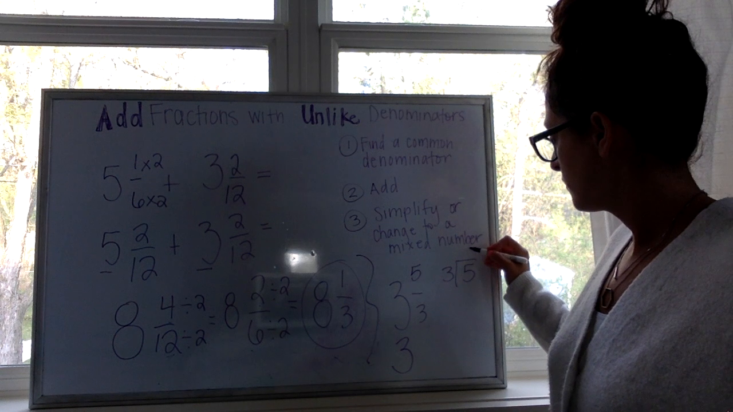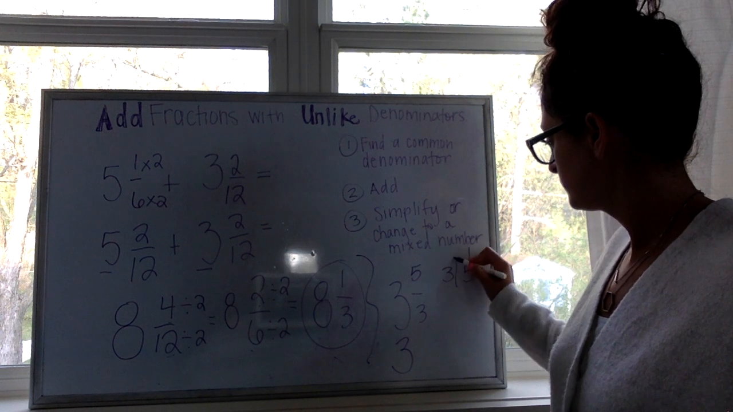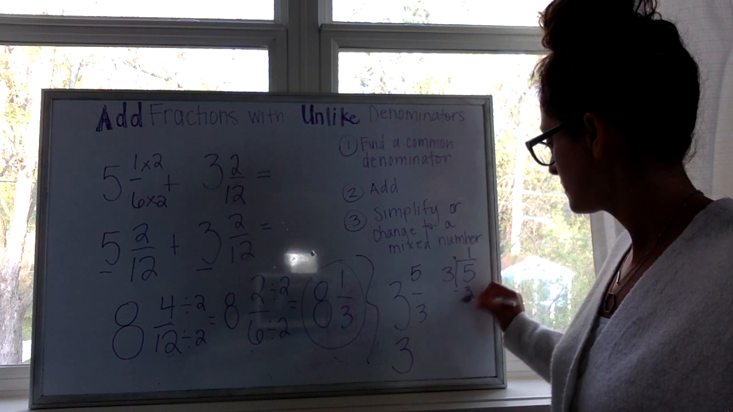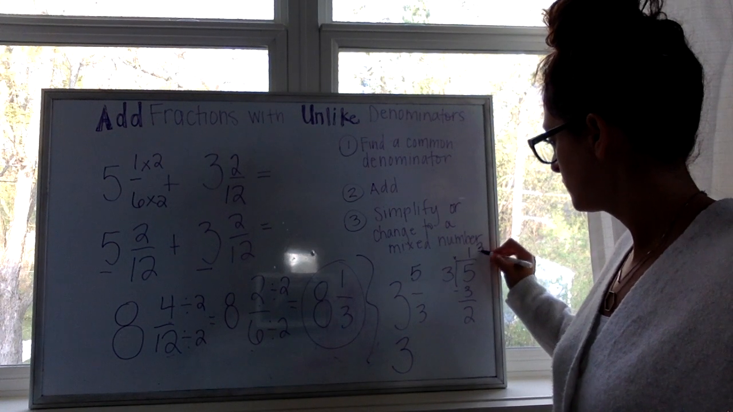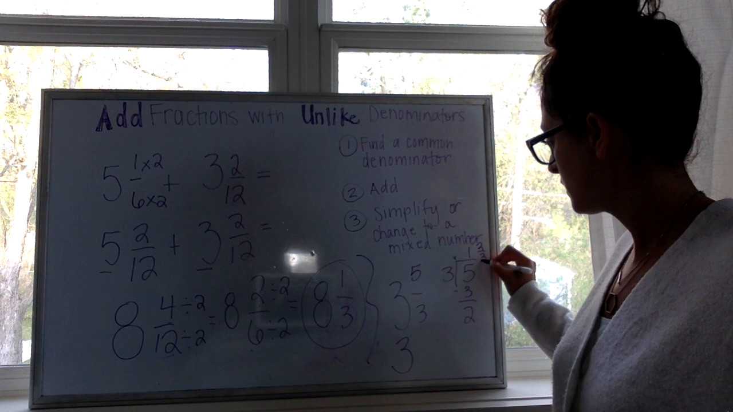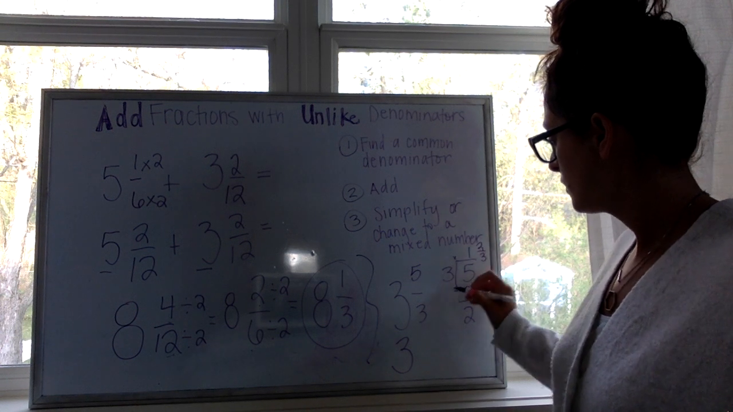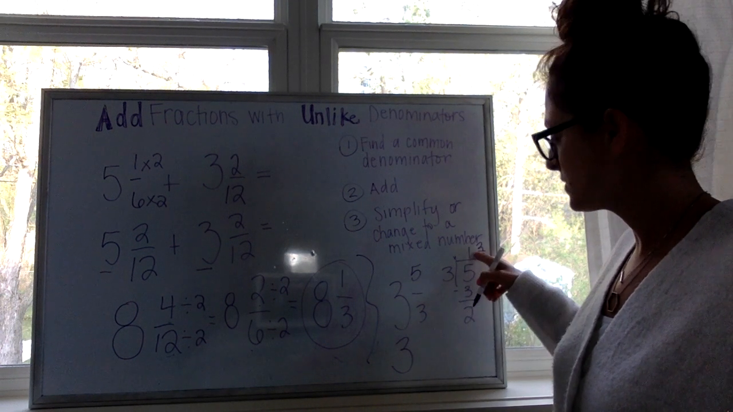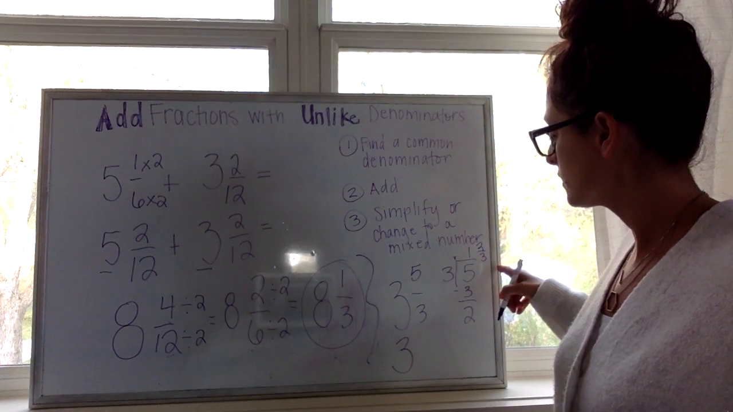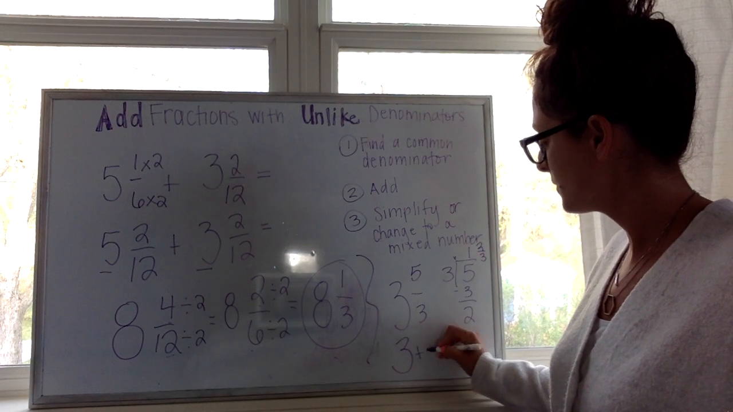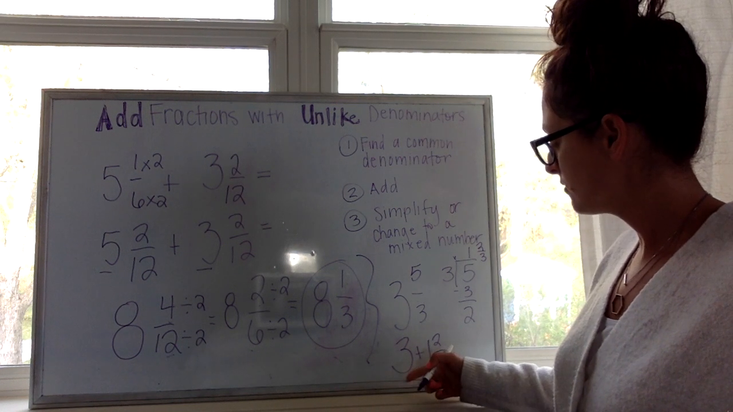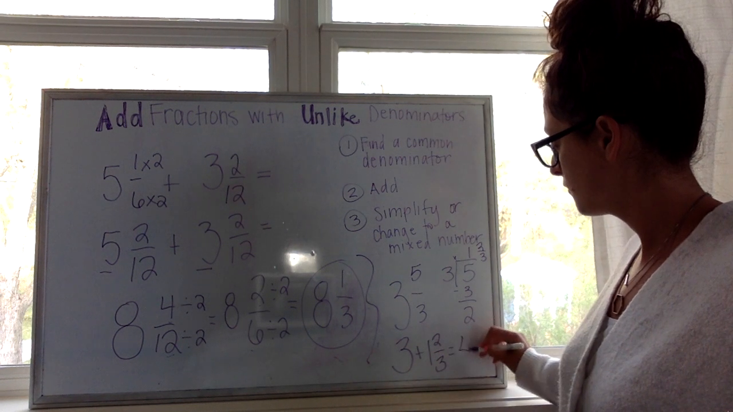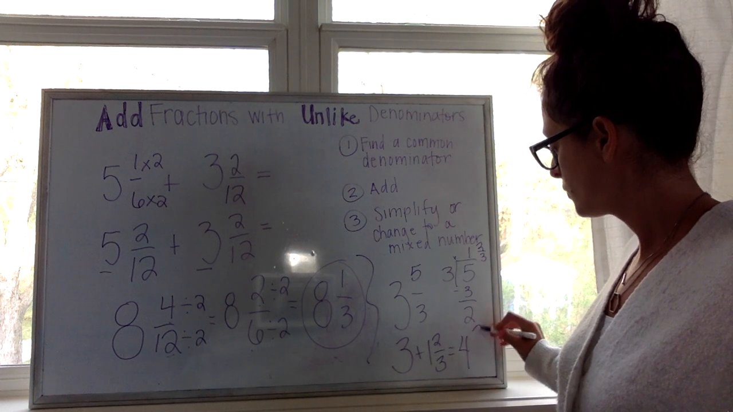So 5 divided by 3. 3 goes into 5 one time. 1 times 3 is 3. That's what I subtract, and I'm left with 2. 2 becomes my numerator, and 3 becomes my denominator. Okay? So 5/3 is the same as 1 and 2/3. And so I'm going to add my 1 and 2/3 to my 3 that I already have. And 3 plus 1 gives me 4, and then 2/3.